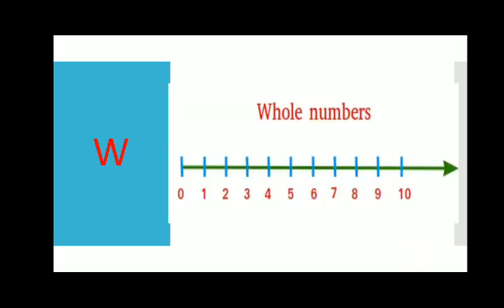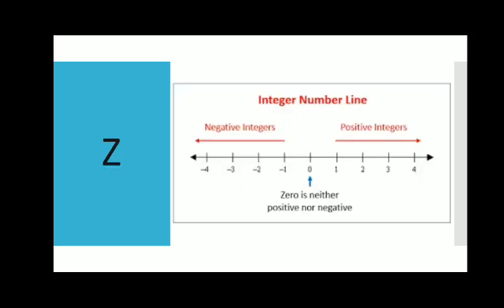Next, the set of whole numbers are denoted by W. It includes 0 and all the natural numbers. We use 0 to represent nothingness. Next, the set of integers are denoted by Z, which includes negative numbers, 0 and positive numbers. In this, the value of the numbers increases from left to right. For example, minus 25 is less than minus 5, minus 2 is greater than minus 4, etc.